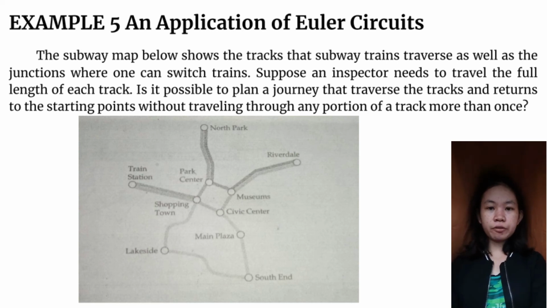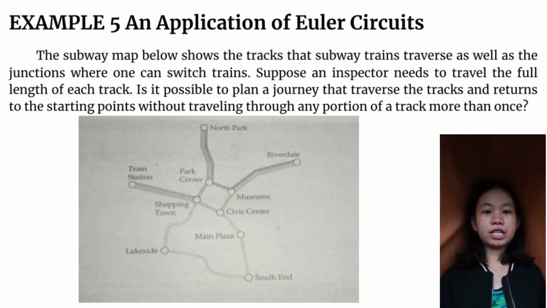Example number 5, application of Euler circuit. The subway map below shows the tracks that subway trains traverse as well as junctions where one can switch trains. Suppose an inspector needs to travel the full length of each track. Is it possible to plan a journey that traverses the tracks and returns to the starting point without traveling through any portion of the track more than once?